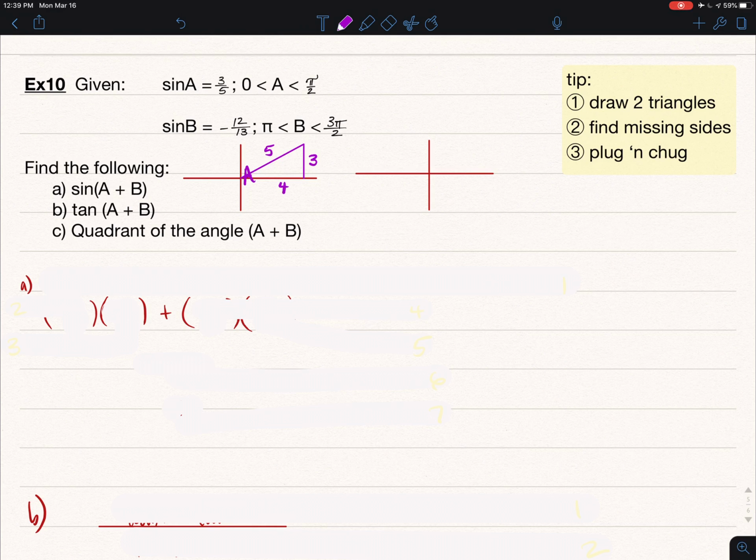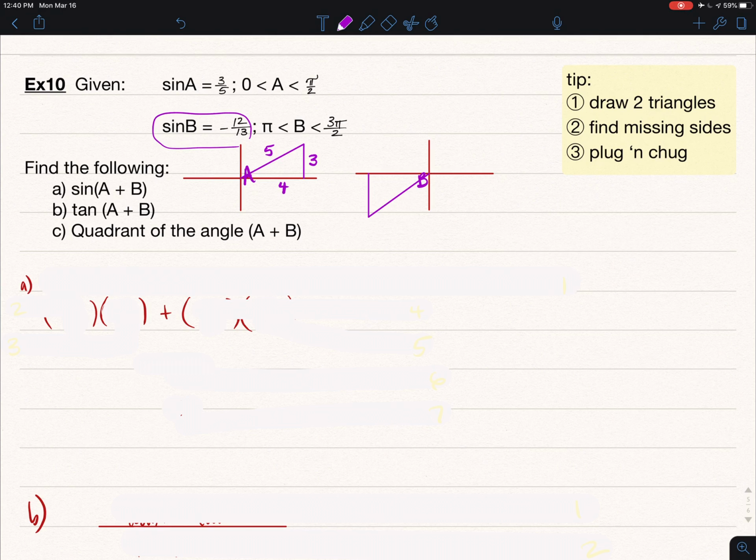Let's go do the same thing for picture B. Notice though that this time picture B has to be between the angles pi and 3 pi over 2. Well, that's going to be an angle that's in the third quadrant. And so we'll draw a picture in the third quadrant. We'll call it angle B there at the origin. Notice that what I've been given, my SOHCAHTOA here, is 12 over 13.